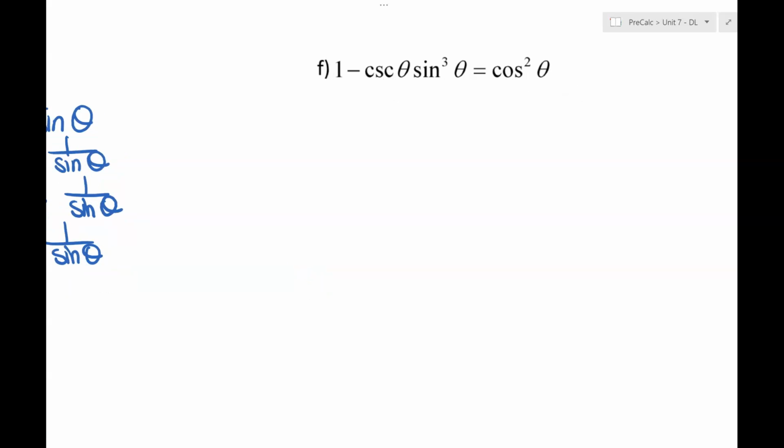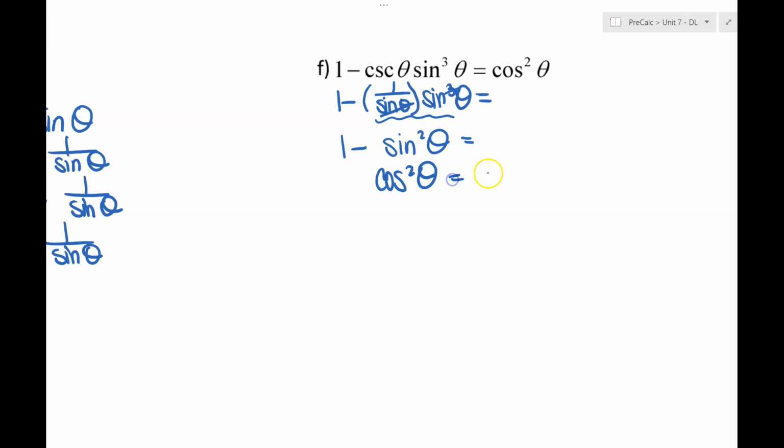I say start with the left. Come on, we can do it. Okay, so we have 1 minus cosecant is 1 over sine theta times sine cubed theta. Well, these two are getting multiplied together. So you get 1 minus sine squared theta. Looked crazy, right? This is the Pythagorean identity. So you get cosine squared theta is equal to cosine squared theta.